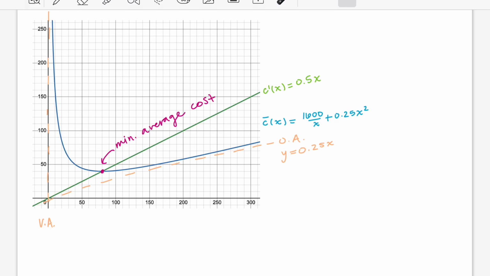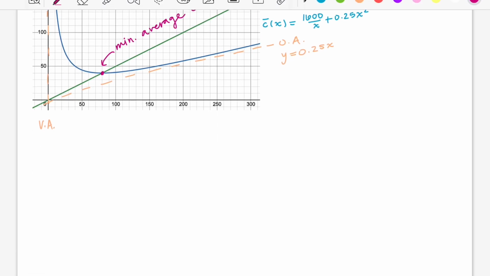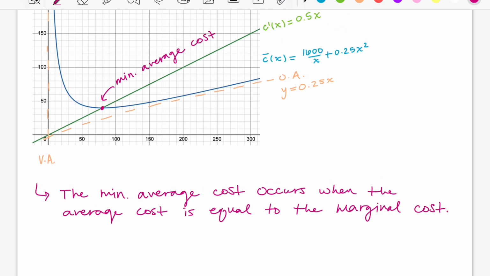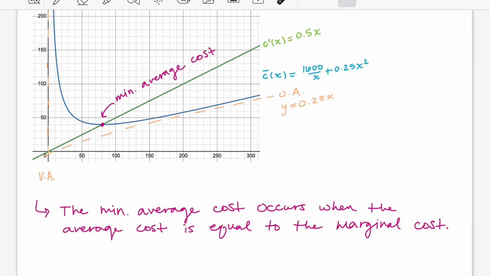Okay. So conceptually, what this tells us is that the minimum average cost occurs when our average cost is equal to the marginal cost. Right? So we can see that using this graph here, where these two graphs intersect, our marginal cost and our average cost, is our minimum value. So when these are equal, we have our minimum average cost.